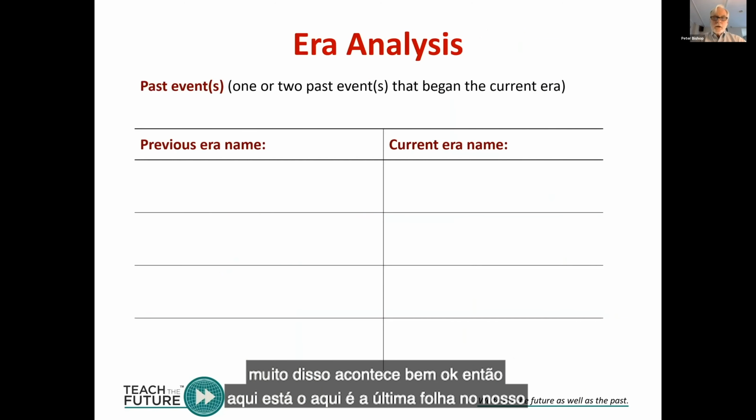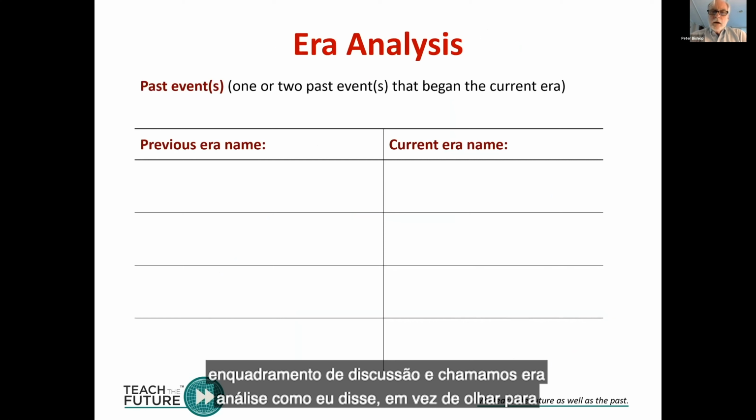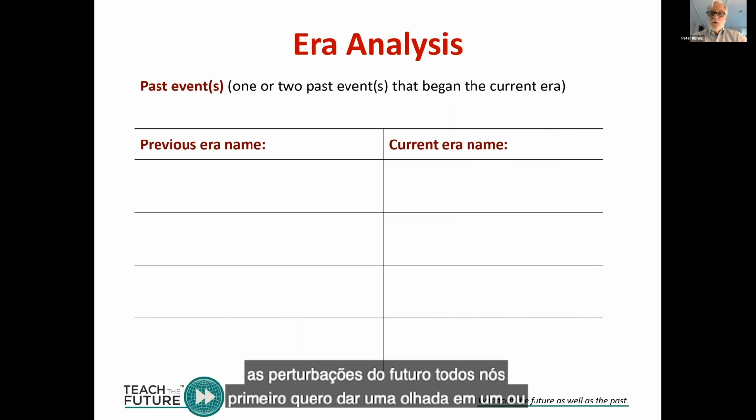Okay, so here's the last sheet in our framing discussion, and we call it era analysis. As I said, rather than look at the disruptions of the future, we all first want to take a look at one or maybe two disruptions of the past. So in your domain, when was the last time something really significant changed?